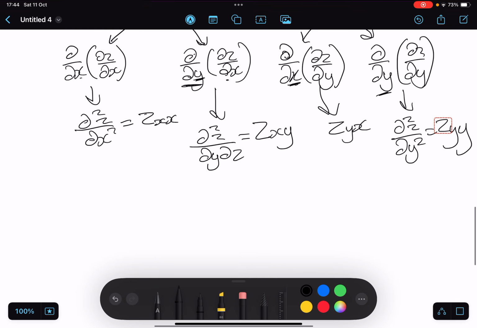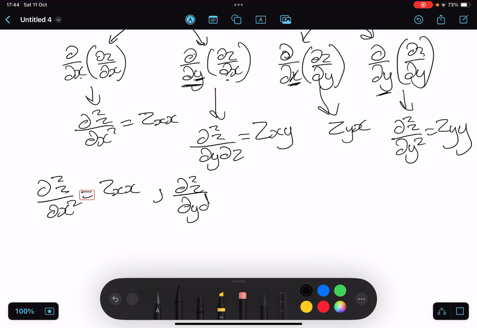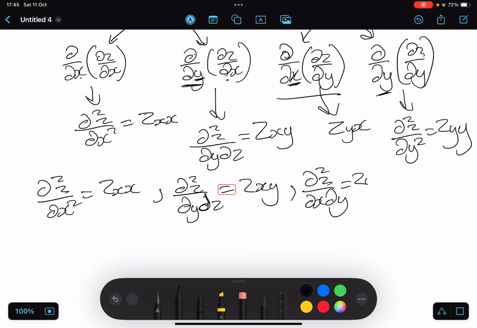So now you have d squared z over dx squared, which is equal to zxx. You have d squared z over dy dx, this is equal to zxy. You also have this one. When you simplify this one, you're going to get d squared z over dx dy, which is equal to zyx. And lastly, you have d squared z over dy squared, which is equal to zyy.